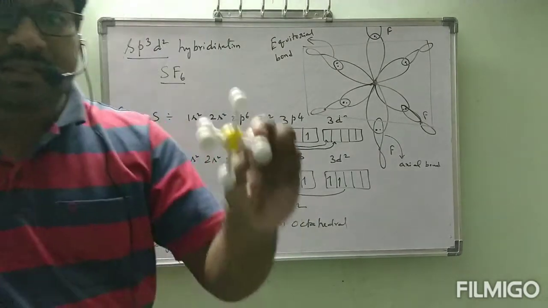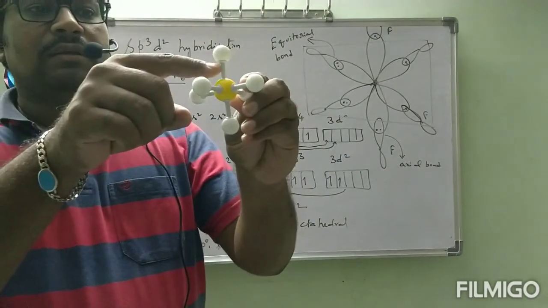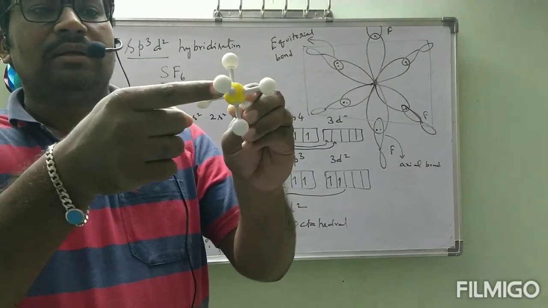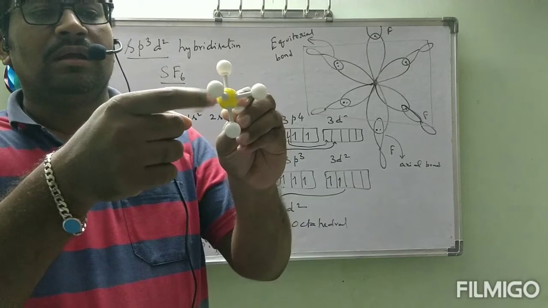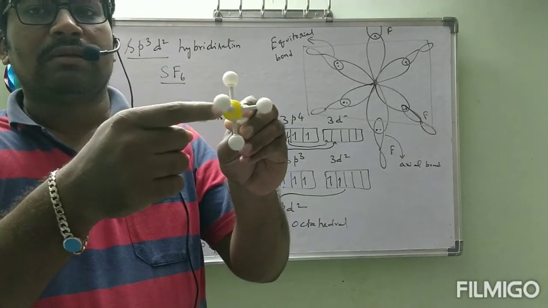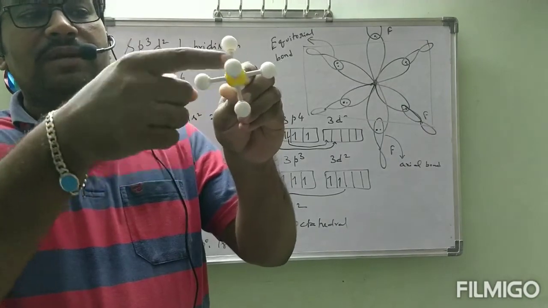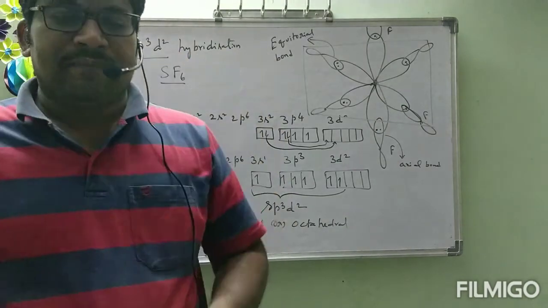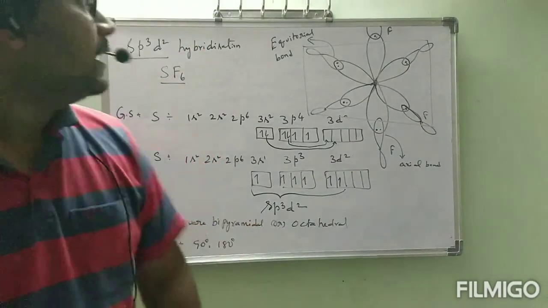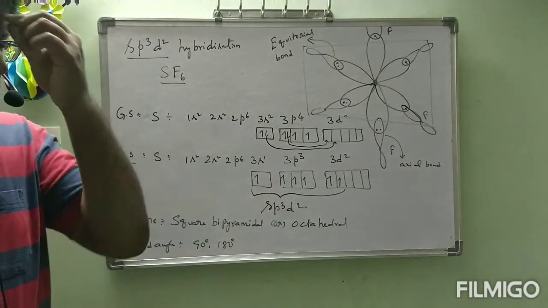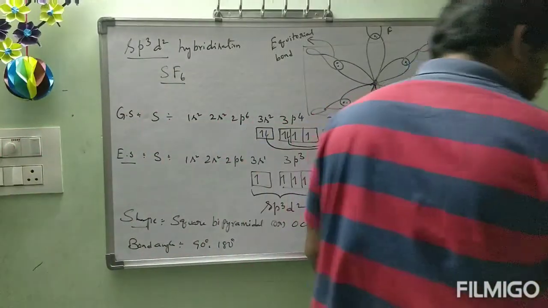Okay, I have shown already. Between this axial bond and this equatorial bond 90 degrees. Between these equatorial bonds also 90 degrees only. Between this axial bond and axial bond it is 180. Okay, this is about sp3d2 hybridization. Next we will go for one more type, that is sp3d3.